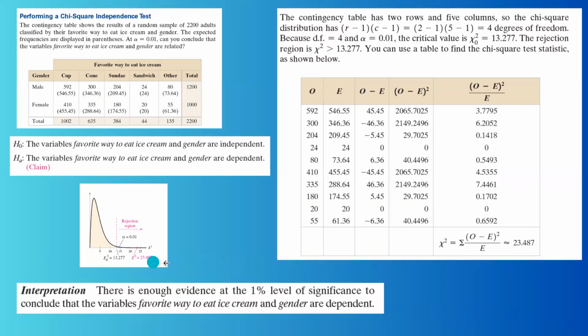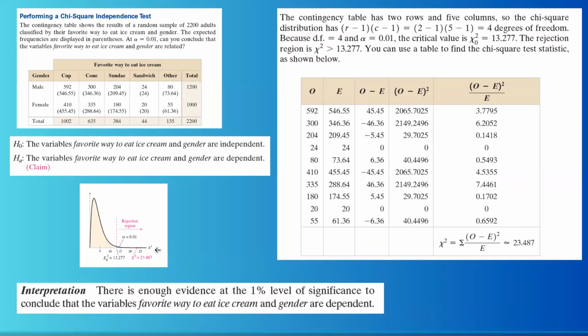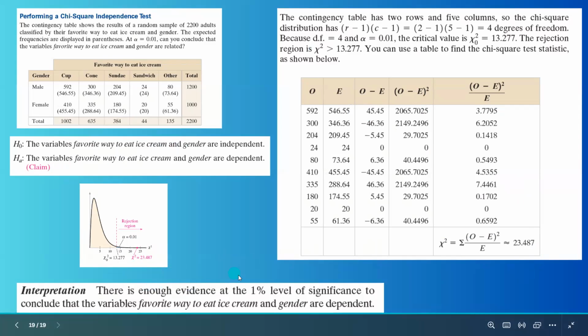Note that 23.487 is in the rejection region. Since it's in the rejection region, you're going to reject the null hypothesis and you're going to support the alternative hypothesis. There is enough evidence at 1% level of significance to conclude that the variables favorite way to eat ice cream and gender are dependent.